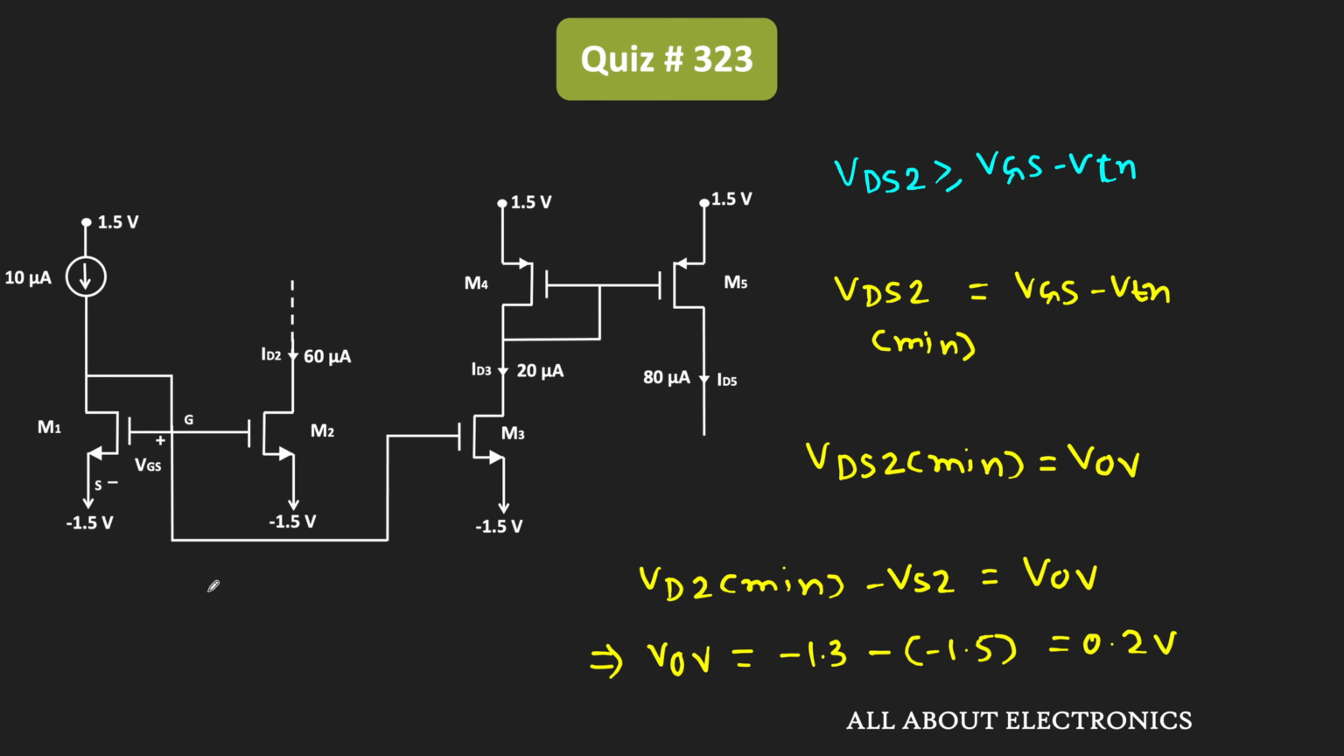Now here if you observe, the gate terminal of the three MOSFETs M1, M2 and M3 is connected together. And the source of these three transistors is connected to minus 1.5 volt. That means the gate to source voltage, VGS, for these three transistors is equal. And the threshold voltage VTN for N-type MOSFET is equal to 0.6 volt. That means for these three MOSFETs, VGS minus VTN will be equal. Or in other words, for these three transistors, the overdrive voltage will be equal to 0.2 volt. So using this, we can find the width of this transistor M1.